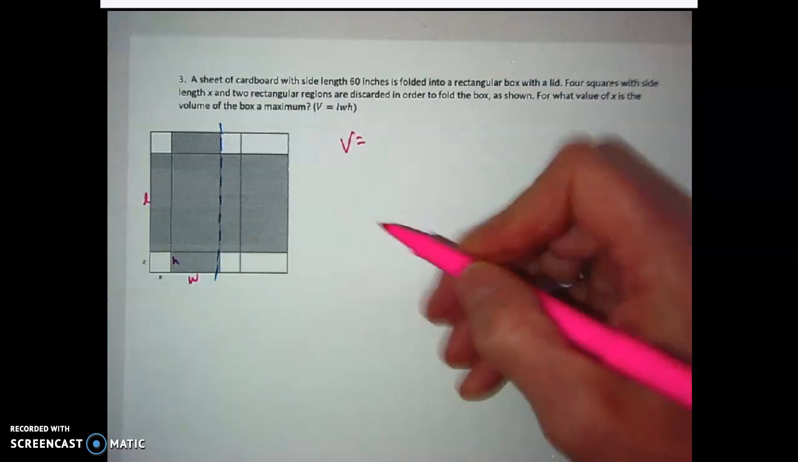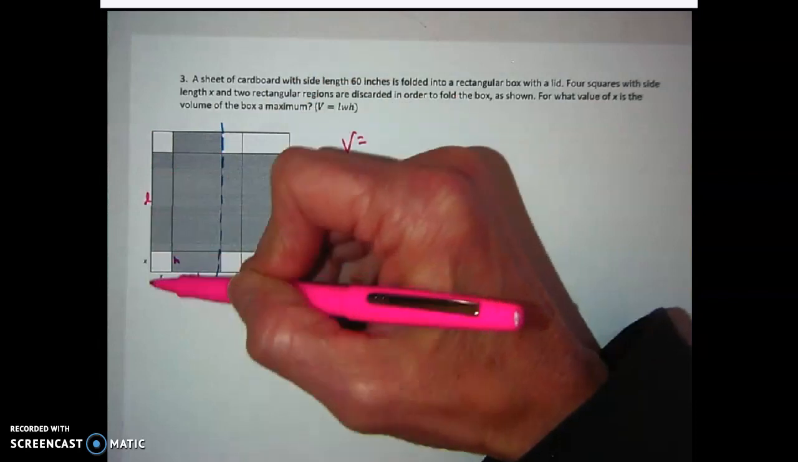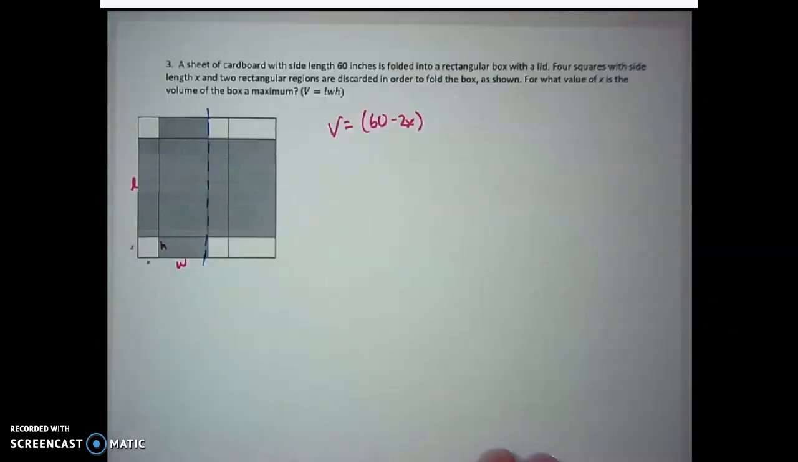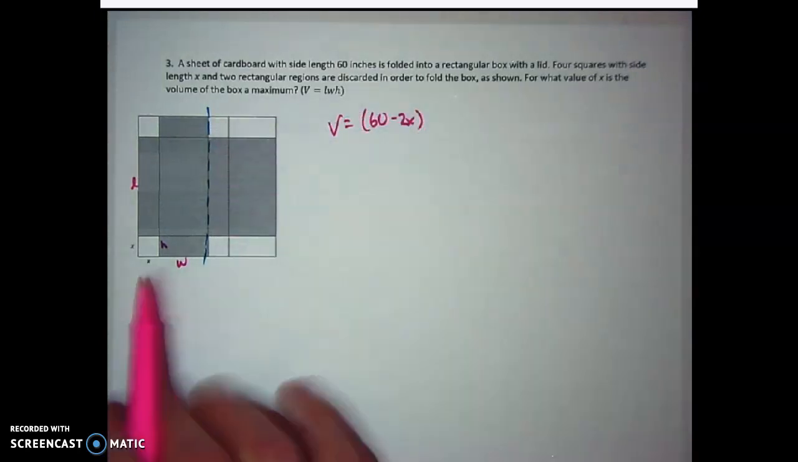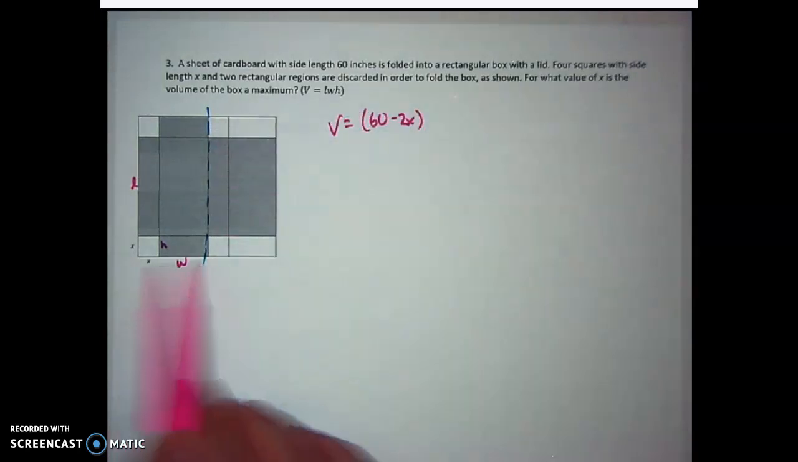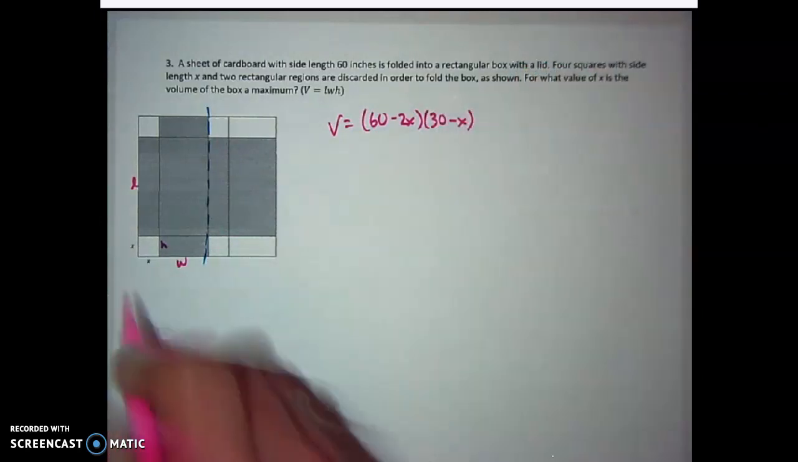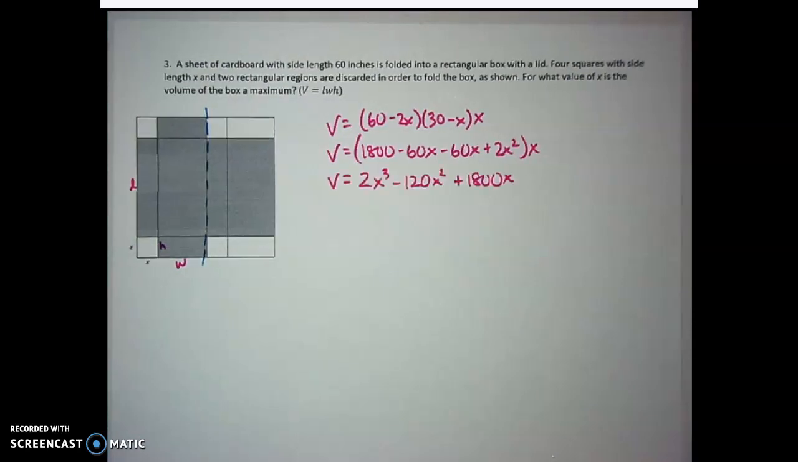So when I look at this problem, my length is going to be 60 inches minus those 2 x's. And now to find my width, this is a square sheet, 60 inches, so if I were to cut that in half, my width is going to be 30 minus that 1x. And then my height is going to be just folded up as x. Please pause the video and multiply all that together. I get this by multiplying it together.